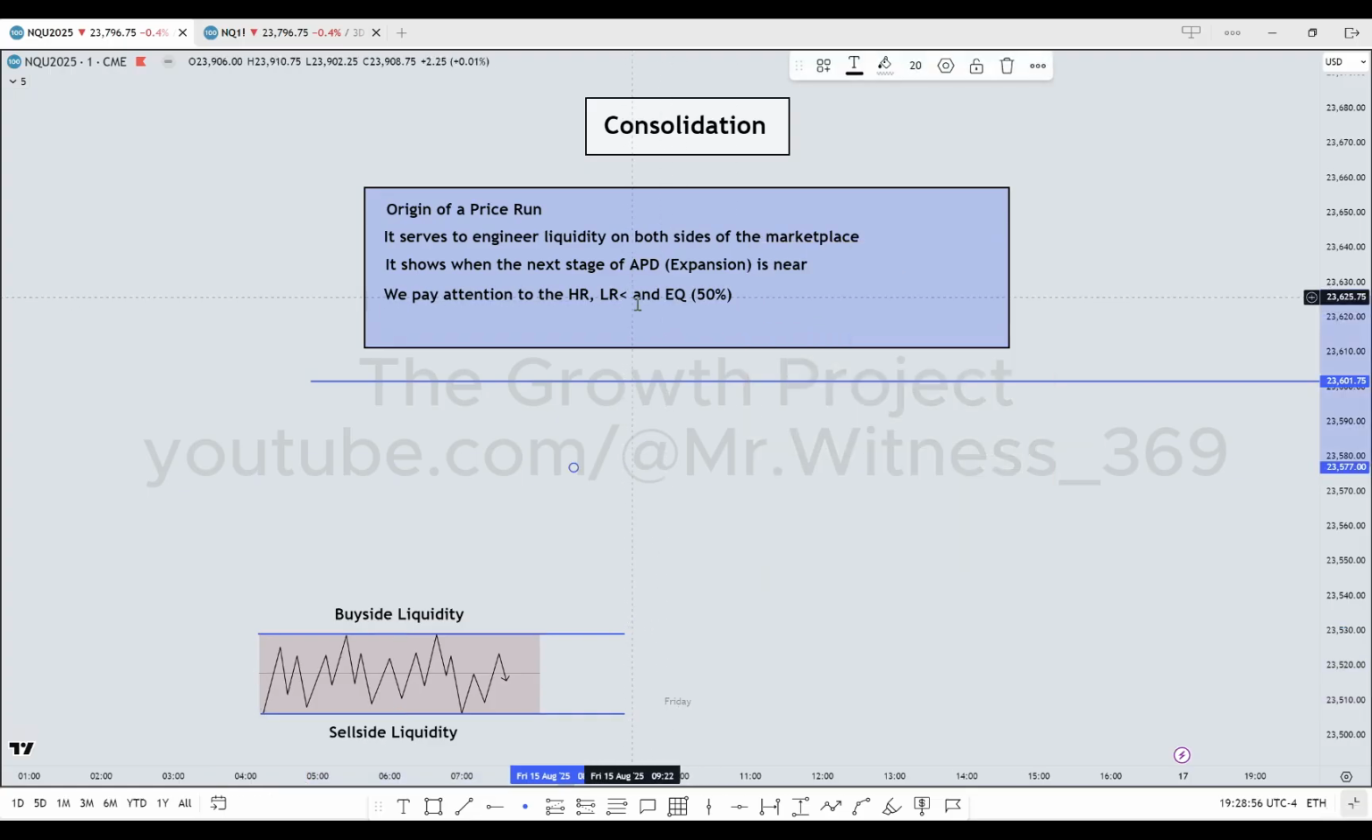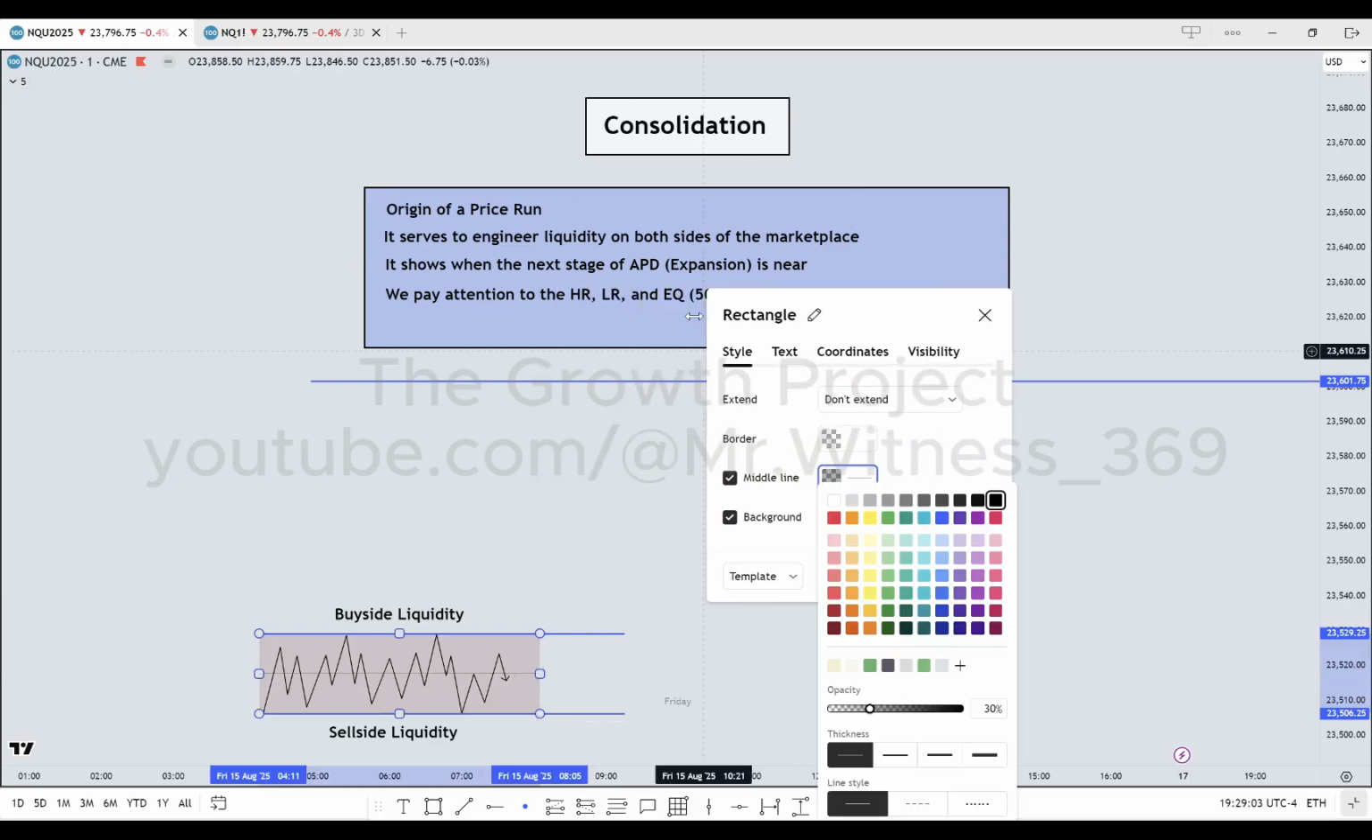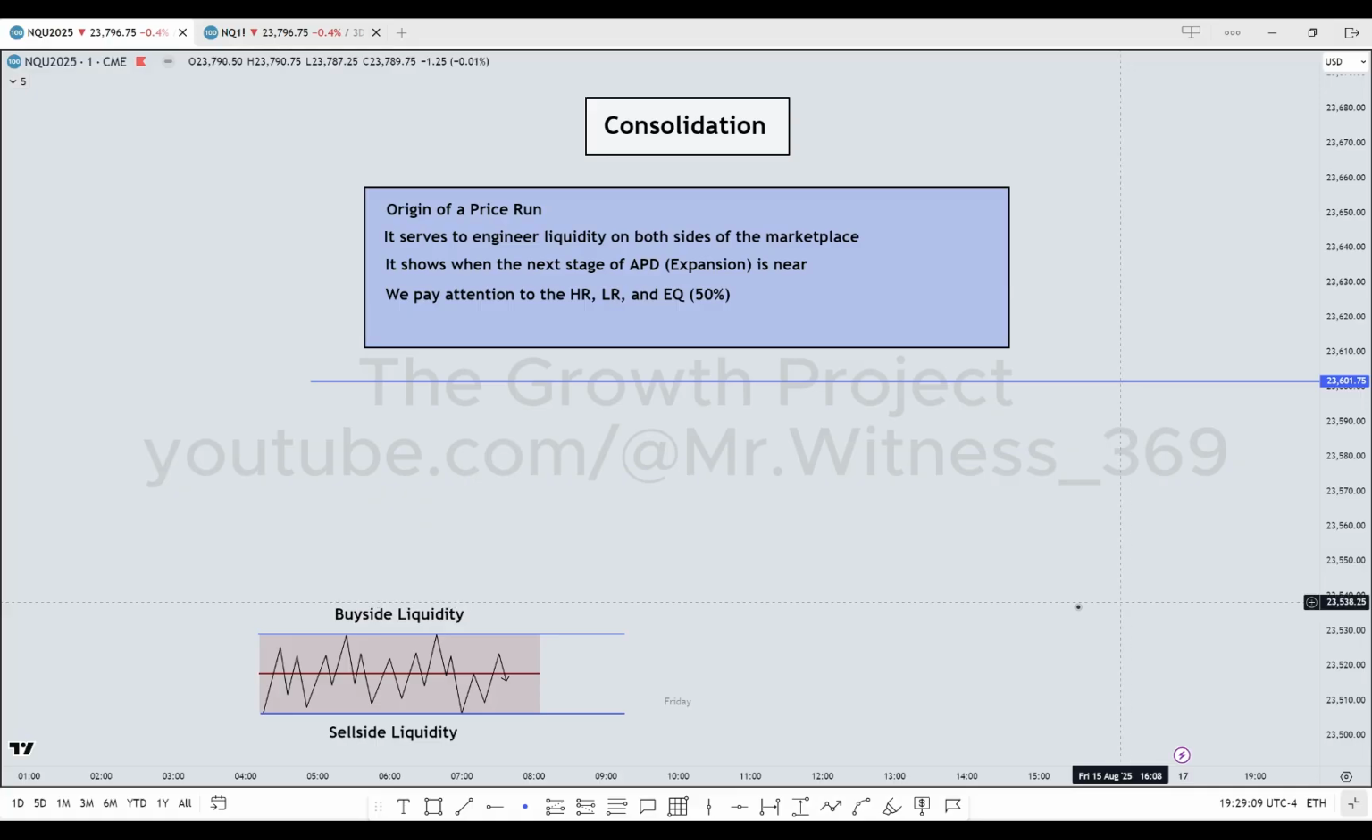Oh, I made a mistake here, nobody told me. So you want to be paying attention to your equilibrium, which is going to be the 50% of the consolidation range. This is going to be very, very, very important. For what reason? Because you're going to see a recurring phenomenon that sometimes, most of the times, you're going to see that the market.